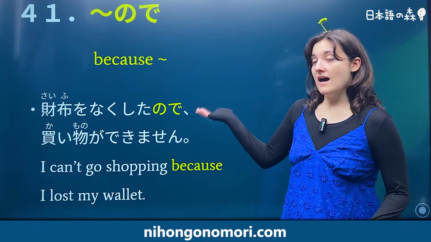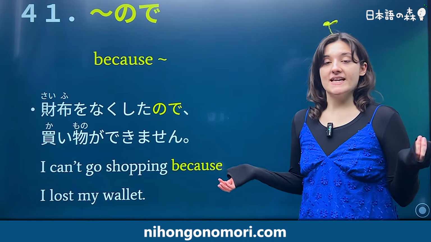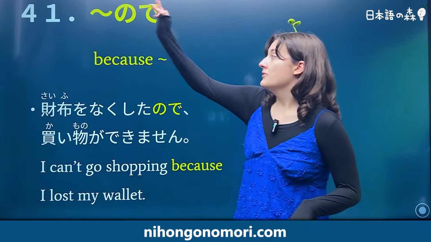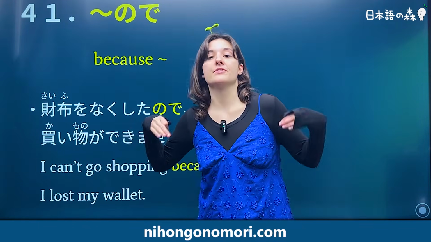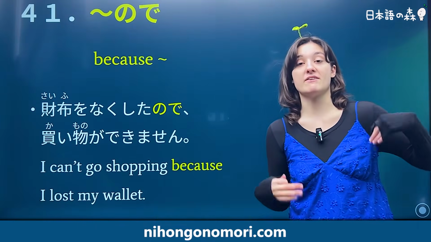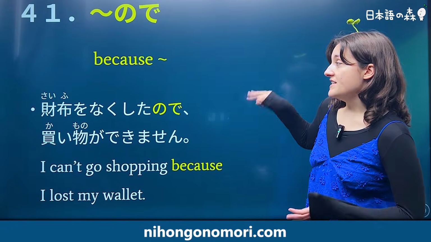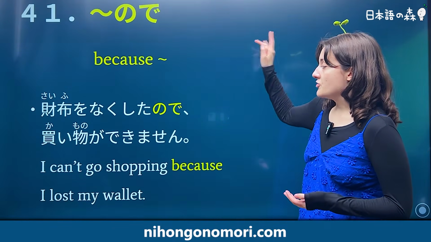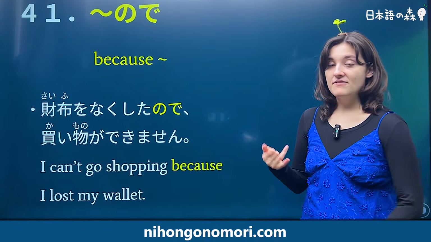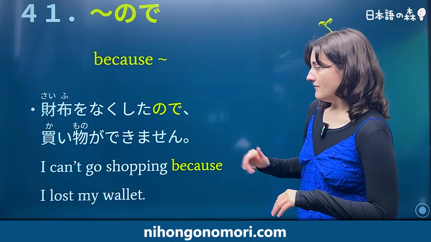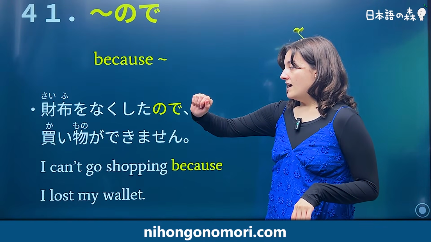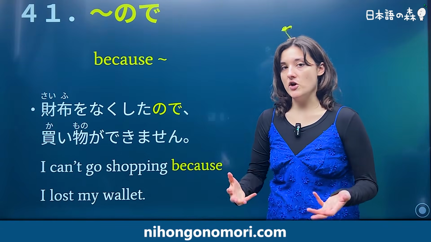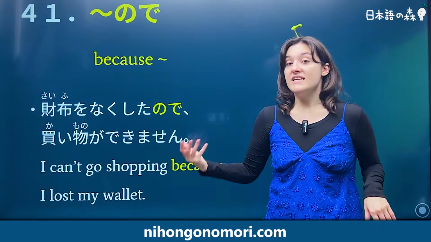ので, because. So this works a lot in the same way as the word kara, right? 何々から何々. Because of the thing I said before, that's why I can't do blah or la la la. Whatever you're trying to give a reason for. Now, the difference between this and kara is that this is more formal and the treatment of na adjectives and nouns is just slightly different. So first to go over what's similar, we have a plain form of a verb. For example, here we have nakushita, right? I lost. We can also use the plain form of an i adjective.